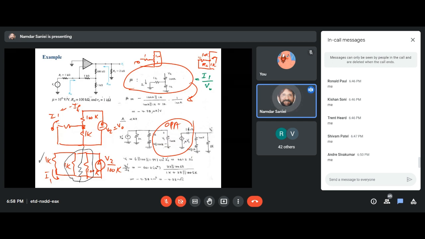So when we have two resistances in parallel, the current going through one of them is proportional to the other resistance times the input current, which is V2 over 100, divided by the summation of the resistances in both branches. Okay, and that's exactly what we see here.